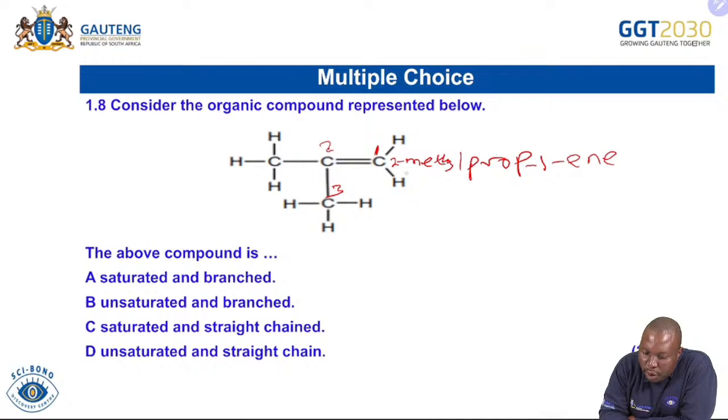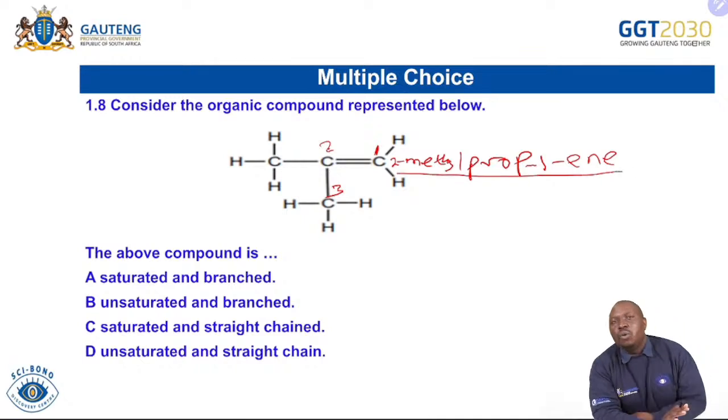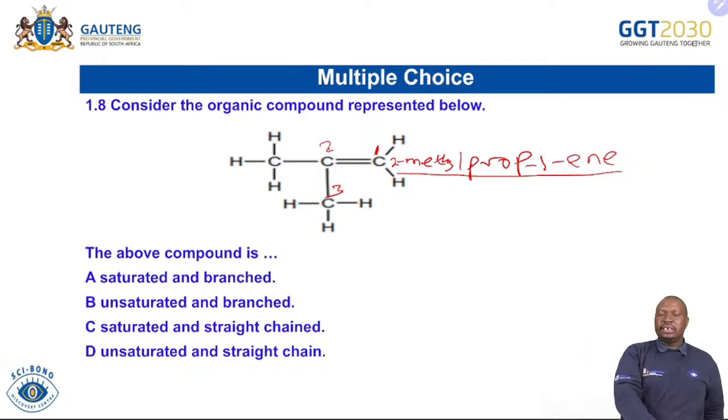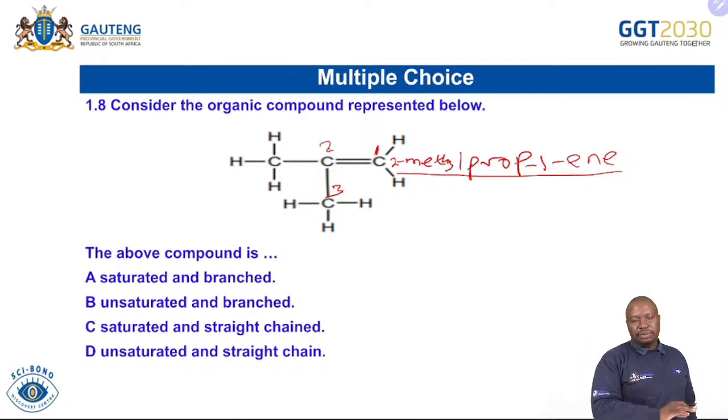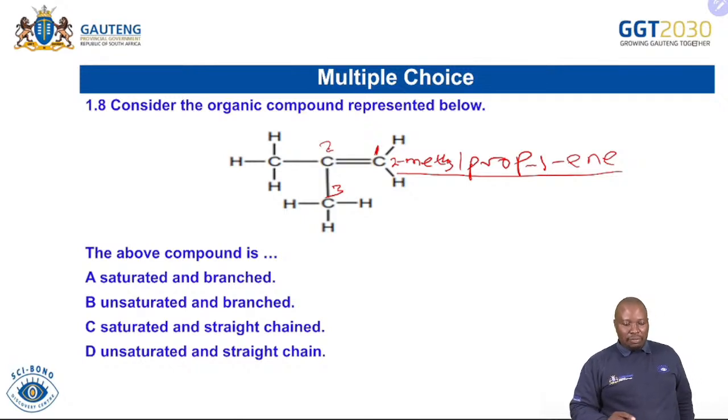2-methylprop-1-ene. Remember one name. We said one name except for carboxylic acid and esters. The rest, the name must be only one. So we're saying 2-methylprop-1-ene is the name of the structure.